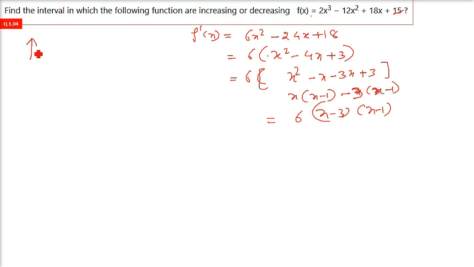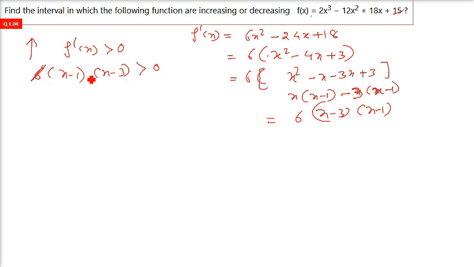If it is increasing, I am making this arrow for increasing only. I am not writing increasing again and again. This arrow is increasing. That is, f dash x should be greater than 0. So 6 into x minus 1 into x minus 3 greater than 0. You can divide both sides by 6, so this 6 will be eliminated.